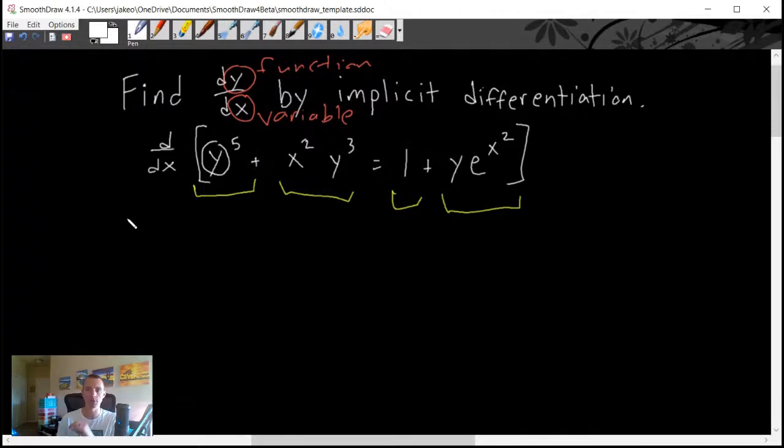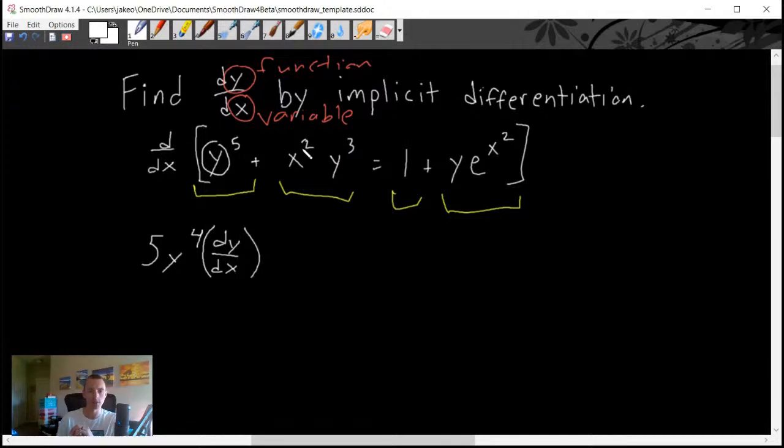Chain rule says that the derivative of one function plugged into another function is going to be the derivative of the outside function. So we bring the 5 down in front, leave our inside function y as y, and subtract 1 from the power. Then we multiply by the derivative of our inside function. The derivative of y with respect to x is just dy dx.